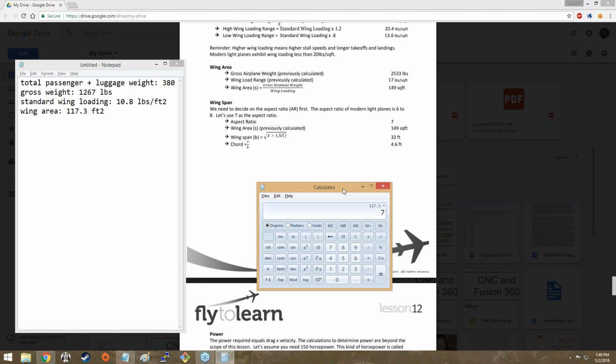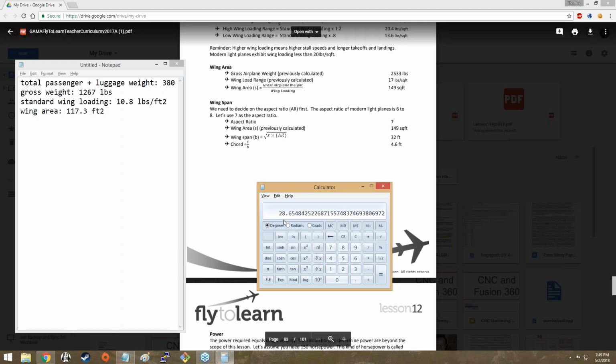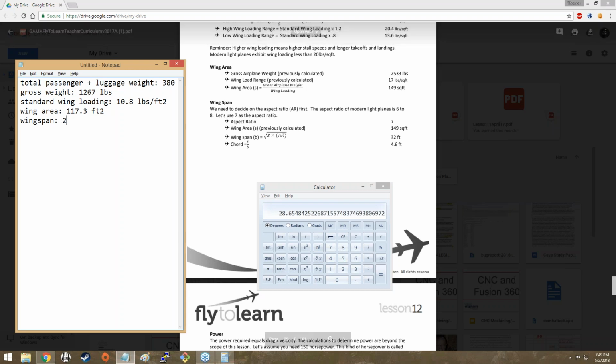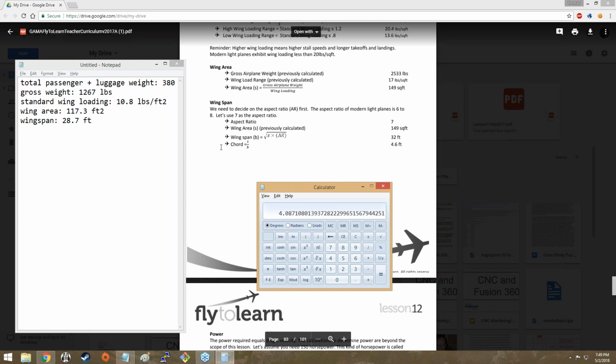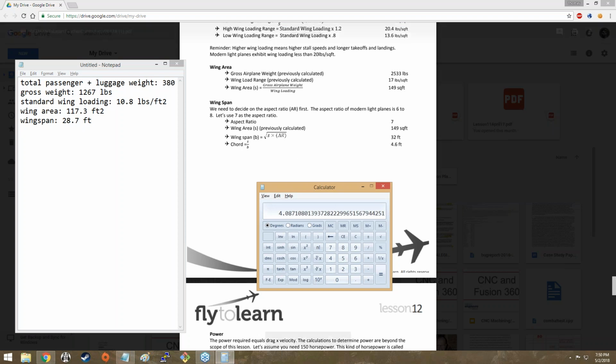We'll multiply it by the aspect ratio of 7, and then we'll take the square root of it, which gives us a wingspan of 28.65 feet. 28.7 feet. And then the chord is simply the wing area divided by the wingspan. So if we take 117.3 and divide it by 28.7, because if an area is length times width, we just figured out the length, now we need to figure out the width, which is the chord. The chord is 4.1 feet.